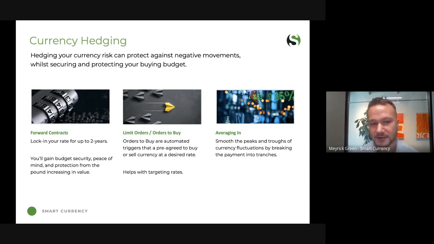There are other products such as targeting rates using limit orders, stop losses, and so forth. And also we speak to clients around averaging in, i.e., why make the payment today in one full go when you've got a time period of 3 months to complete this payment? Maybe we should break this into tranches and therefore smooth out some of those peaks and troughs.